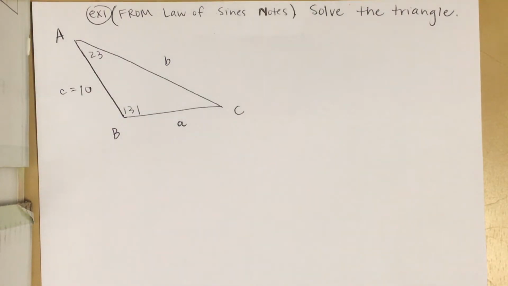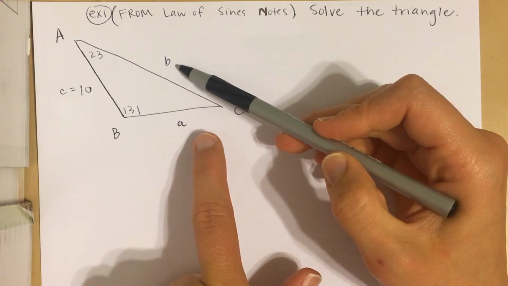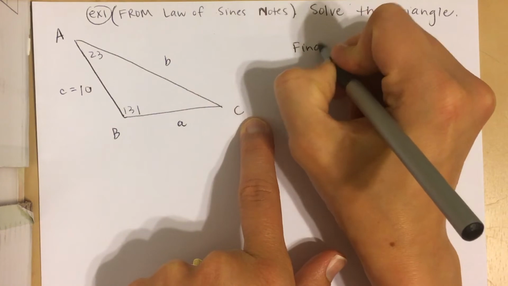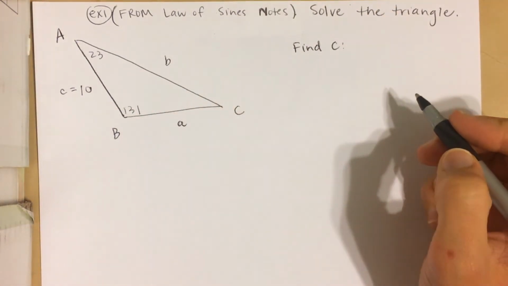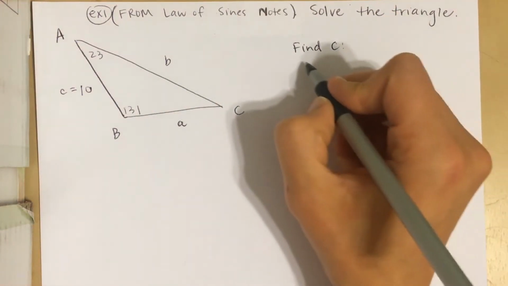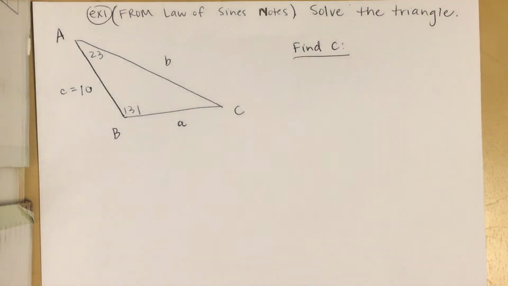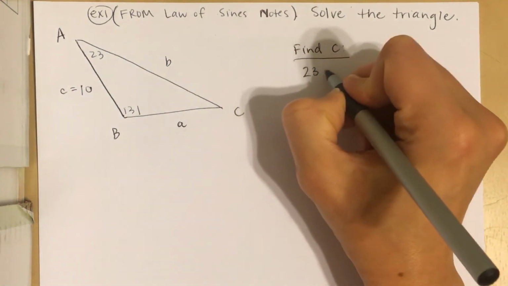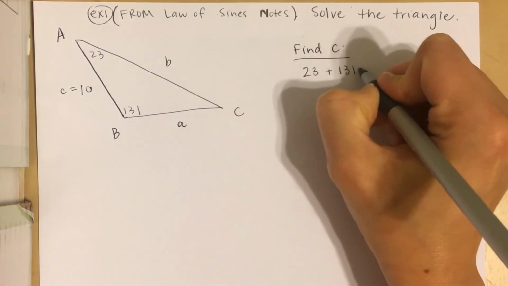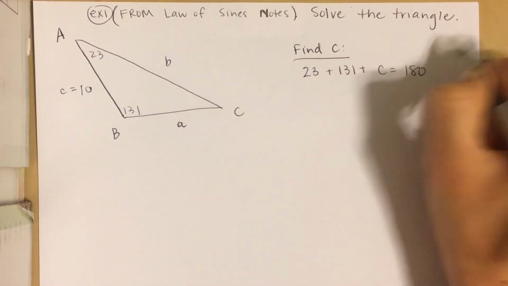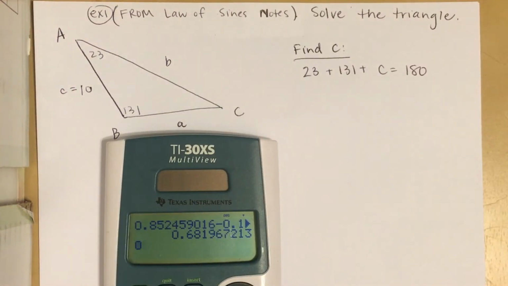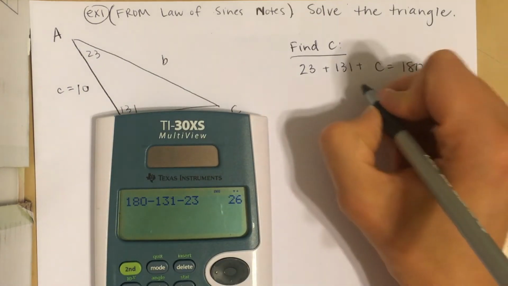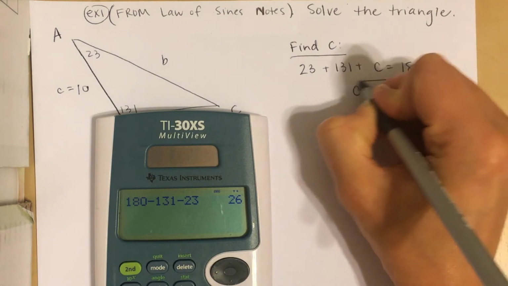All right, we have to solve the triangle. We need to find sides A and B and angle C. Angle C is really quick to find. It doesn't matter what order you find these in, A, B, or C. I prefer to start with the angle because it's generally the easiest in these cases. Because all 3 angles in a triangle should add up to 180. So angle A, which is 23, plus angle B, which is 131, plus angle C should equal 180. So angle C is 26 degrees.